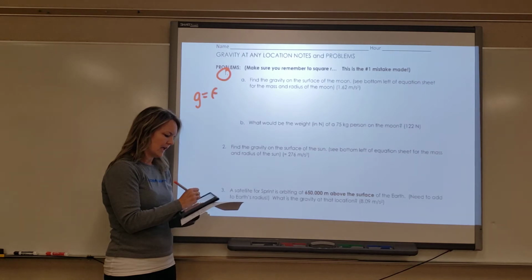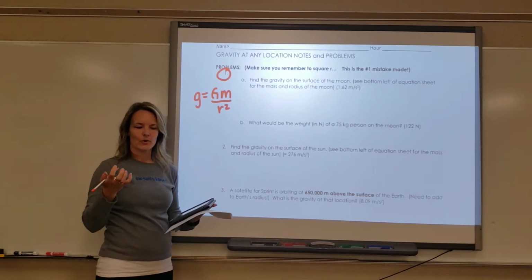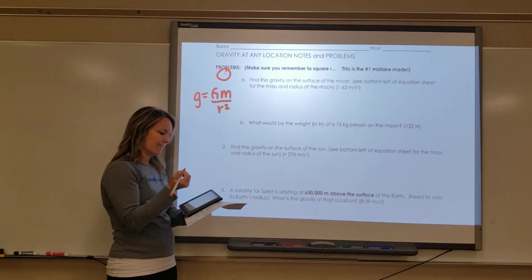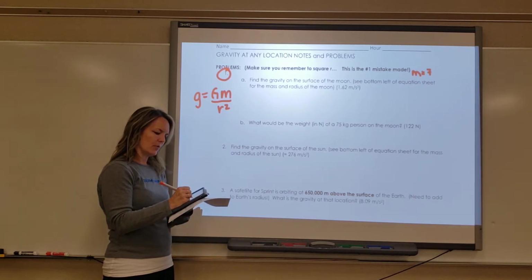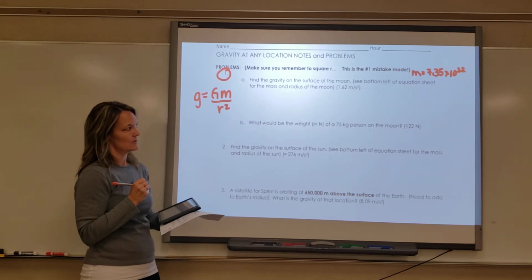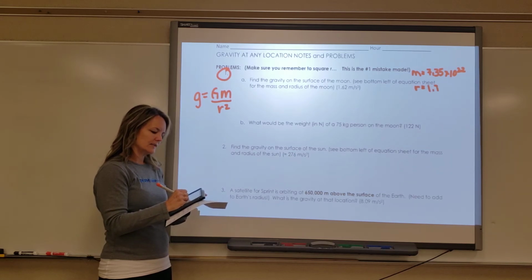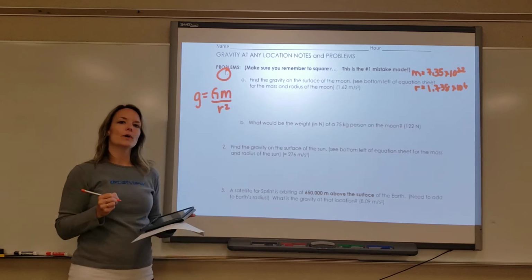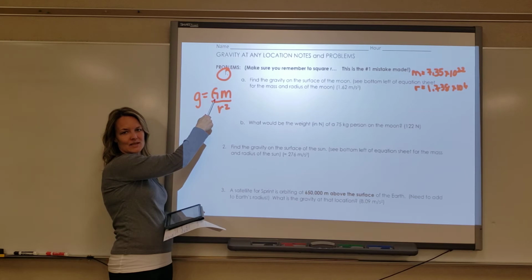g equals capital G times the mass divided by the radius squared. If you look on the back of that equation sheet, it tells you the mass of the moon is 7.35 times 10 to the 22nd kilograms, and the radius of the moon is 1.738 times 10 to the 6th. Knowing those two numbers, and I always know this, 6.67 times 10 to the negative 11.